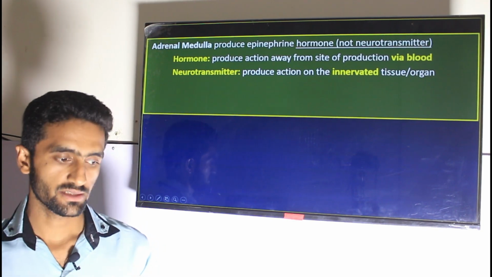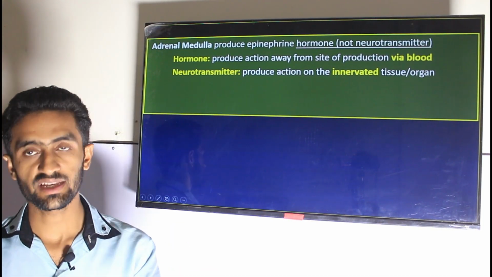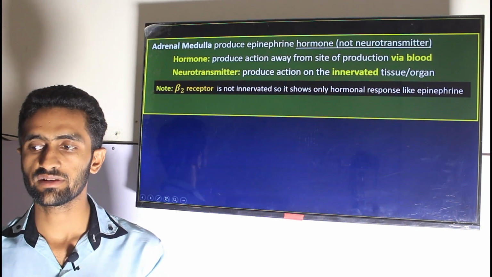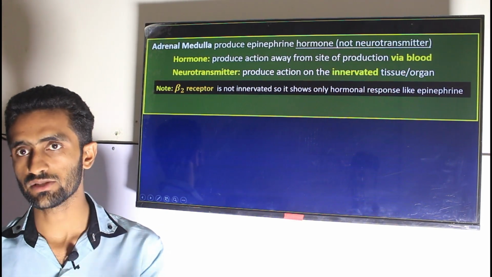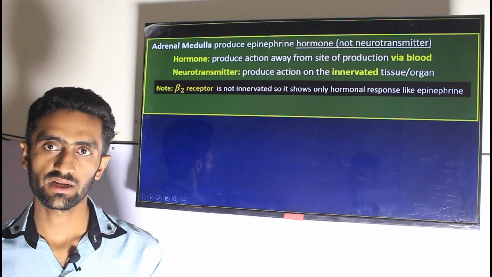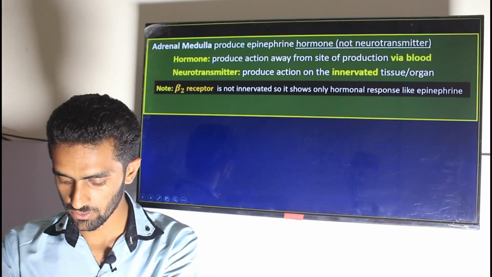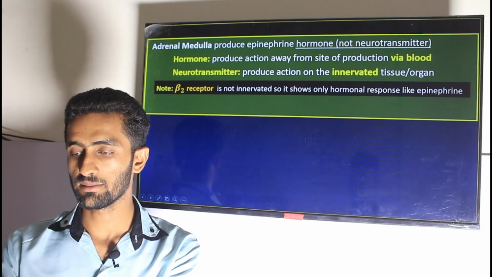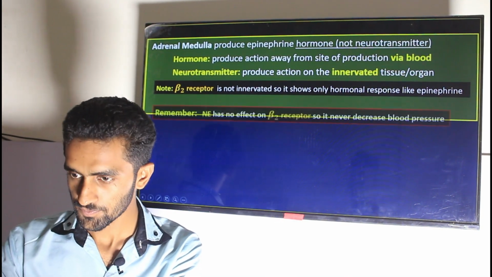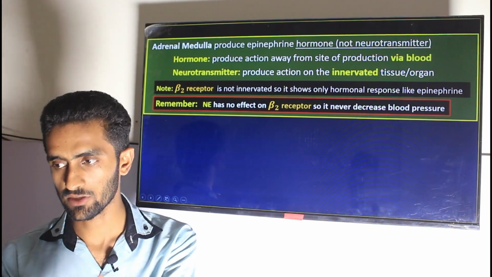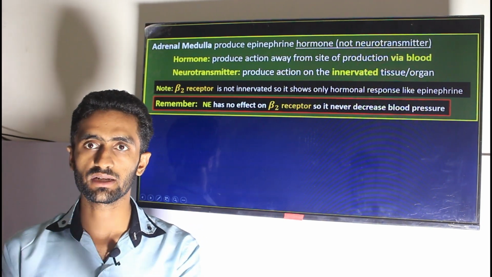Why is this important? Because your beta 2 receptors are not innervated. So they show response only to epinephrine, no action of norepinephrine. This is a basic concept you must know, because it is going to become challenging in the upcoming session. So norepinephrine has no effect on the beta 2 receptor, so it never decreases the blood pressure, because there is no action of norepinephrine.